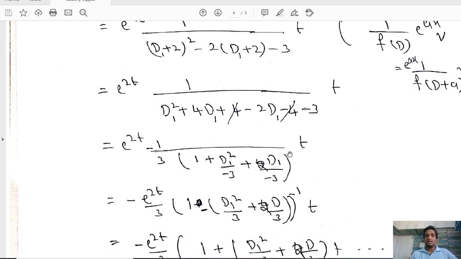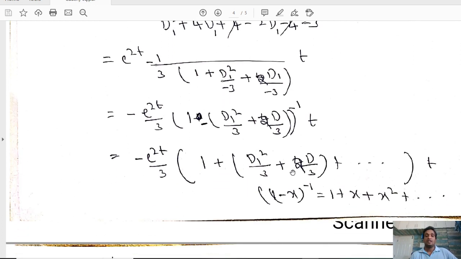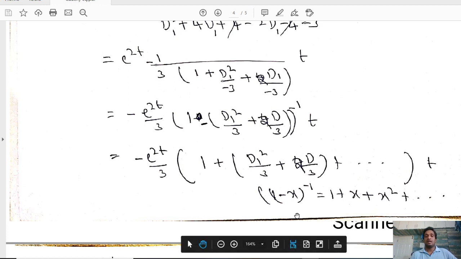Again I have to make it in terms of 1 plus x. For that purpose I am taking minus 3 common, I have written it as minus 1 by 3, so 1 plus d1 square by 3, 4d1 minus 2d1 is 2d1 by minus 3. If I bring this one to the numerator, minus e power 2t by 3, 1 minus d1 square plus 2d1 by 3 whole inverse. The same formula that we are applying here, 1 minus x whole inverse is 1 plus x plus x square.